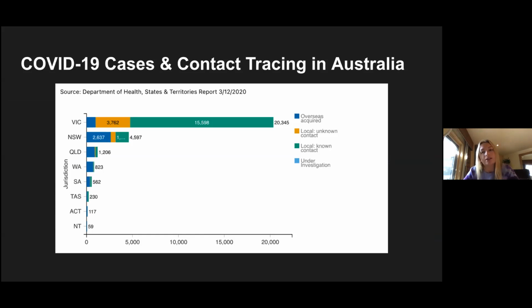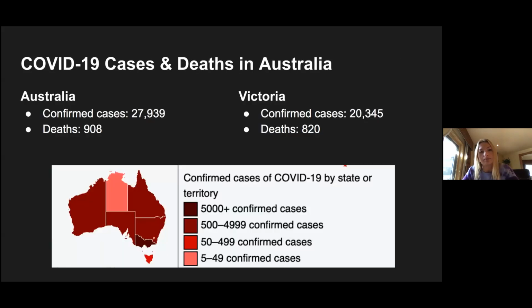But something interesting to point out is the contact tracing measured by this graph. So as you can see, most of the cases were effectively contact traced with a known contact or overseas acquired, which this contact tracing was effective and helped them contain the virus as well.